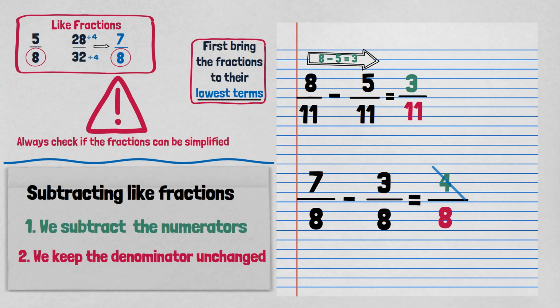We notice that both the numerator and the denominator are divisible by 4. 4 divided by 4 equals 1, and 8 divided by 4 equals 2. So the simplified version of 4 over 8 is 1 over 2.